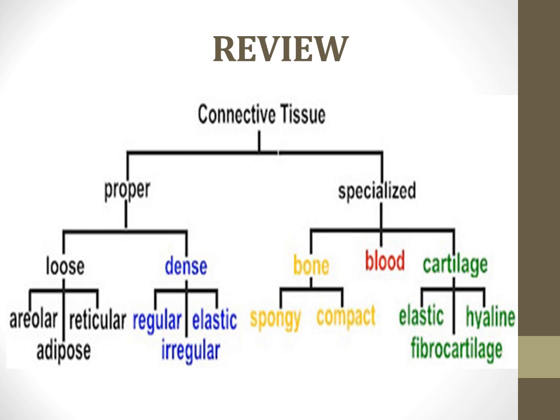Connective tissue is classified into two types, proper as well as specialized. Proper connective tissue is further classified as loose connective tissue as well as dense connective tissue. Loose connective tissue is further classified as areolar, adipose as well as reticular. Meanwhile, dense connective tissue is further classified as regular, irregular as well as elastic connective tissue. And one more type of connective tissue is specialized connective tissue, which we have to discuss today.